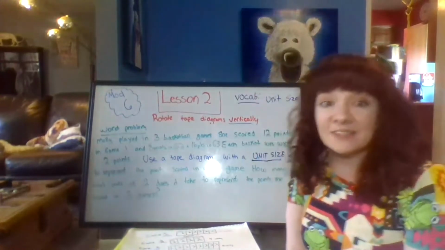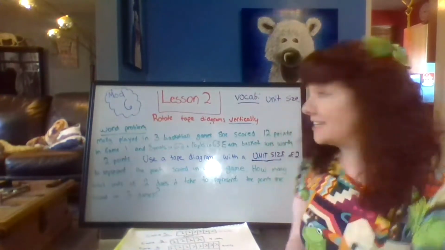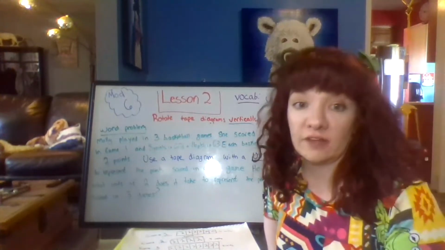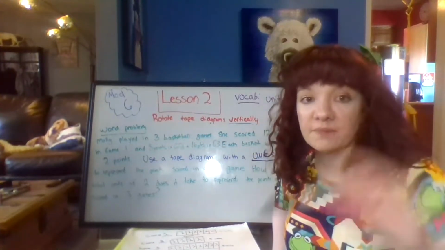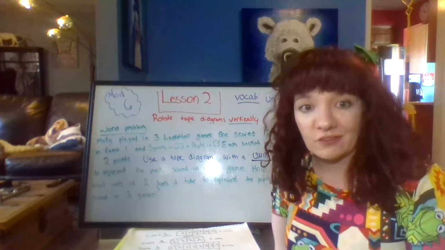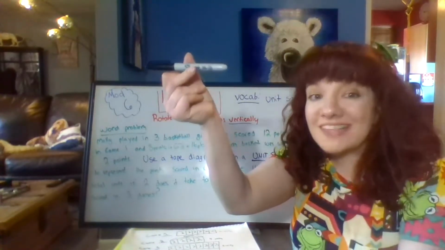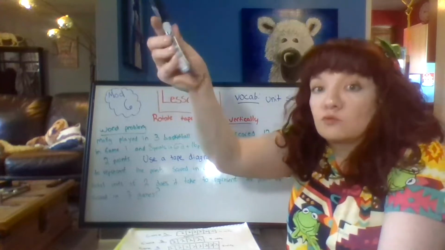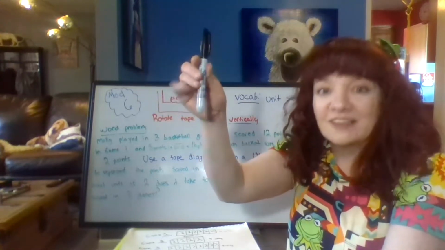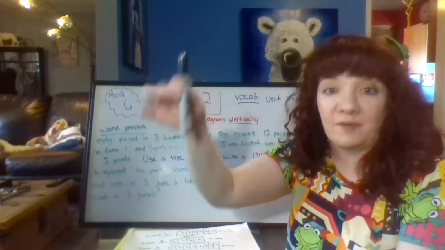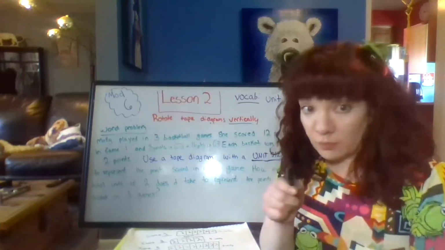This is lesson 2 of module 6, and today our objective is to rotate tape diagrams vertically. Now I know a tape diagram is usually horizontal. That means from left to right, kind of like how this Sharpie is. We're actually going to take the tape diagram and rotate it so that it is vertical, which means up and down. Okay, so that's what we're doing today.